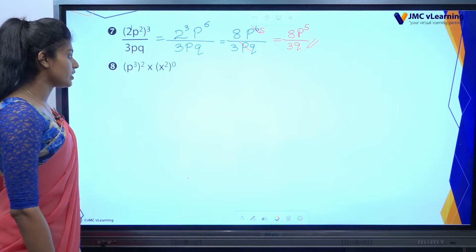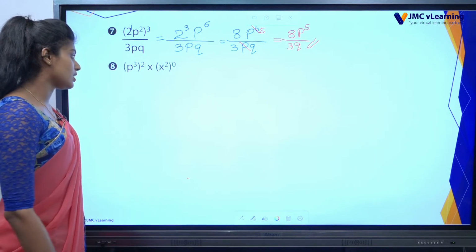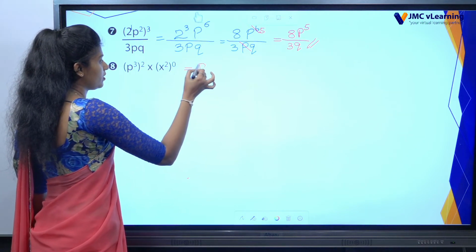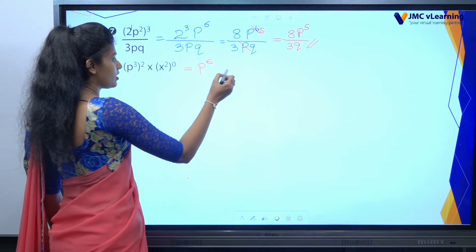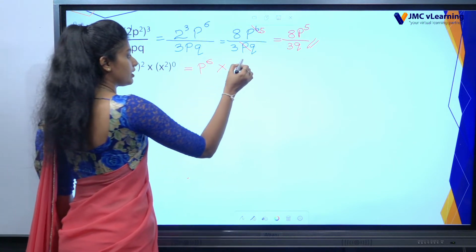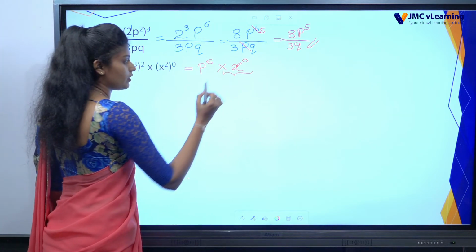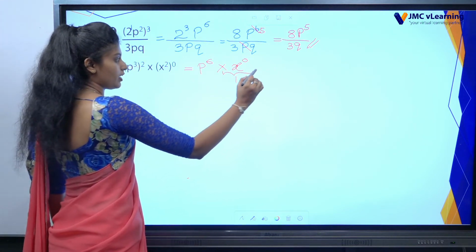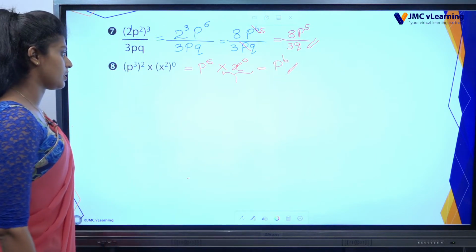Then p to the power 3 to the power 2 into x to the power 2 to the power 0. Then you have to multiply the powers. P 3 into 2 is 6, p to the power 6 into here x, 2 into 0, then 2 into 0 answer is 0. Now you know the value of this part, it is 1. Then when you multiply by 1, the answer is p to the power 6. That's the final answer.